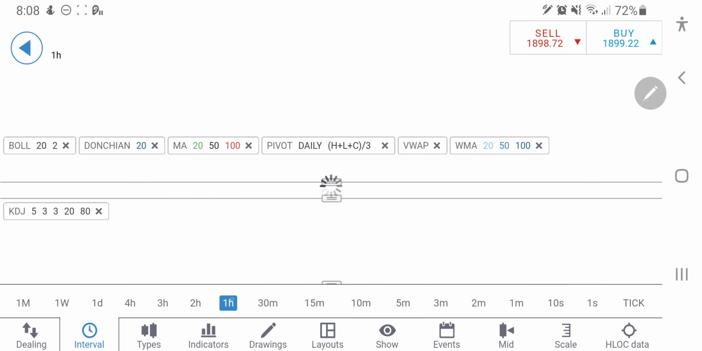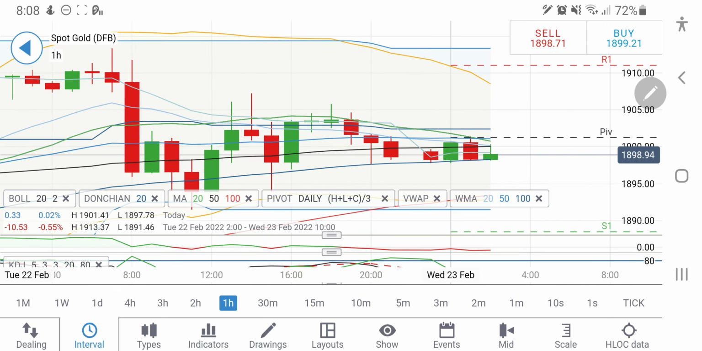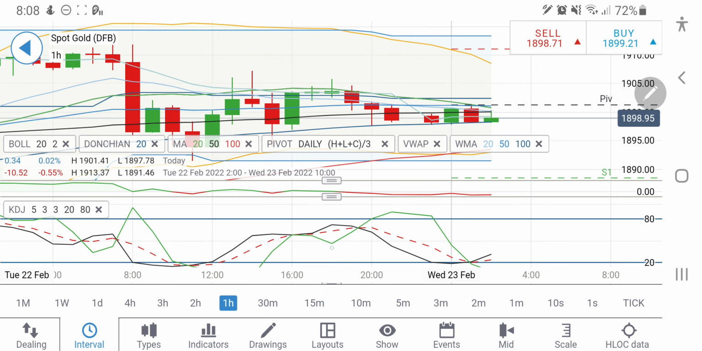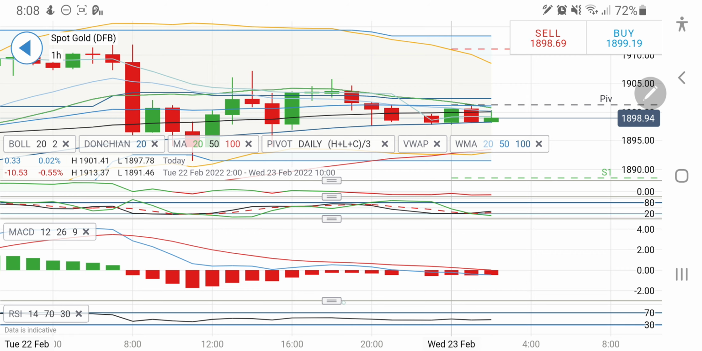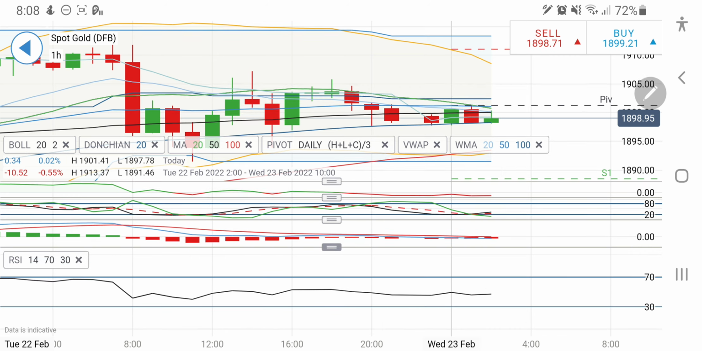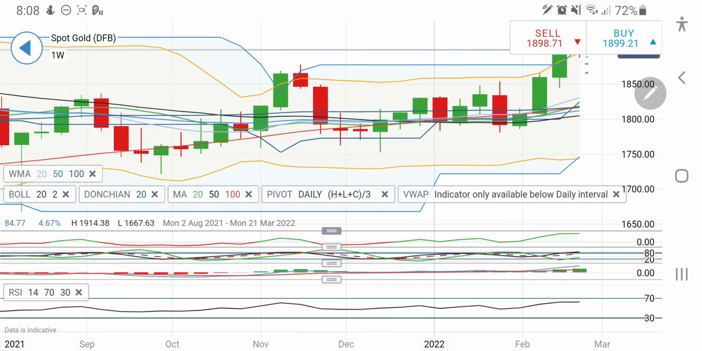Let's have a look at the hourly charts. Also on the hourly charts it is getting resistance at the 1902-1903 zone, and stochastic is almost trading at the bottom, so probably it can try to consolidate here. RSI and MACD lines are trying to cross over. So in sum, let's also have a look at the weekly charts.